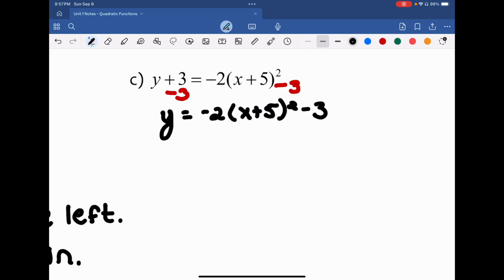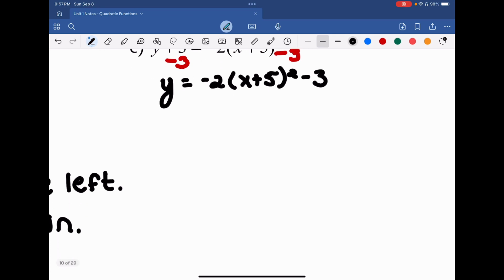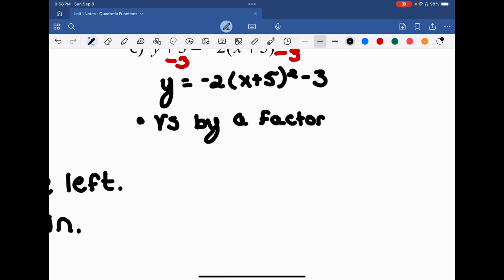Now, here's our different way of seeing this. When we go through our order in which the transformations occur, we want to deal with the stretch first. So first and foremost, there is a VS, or a vertical stretch, by a factor of 2. And then not only is it a factor of 2, but it's about the x-axis.